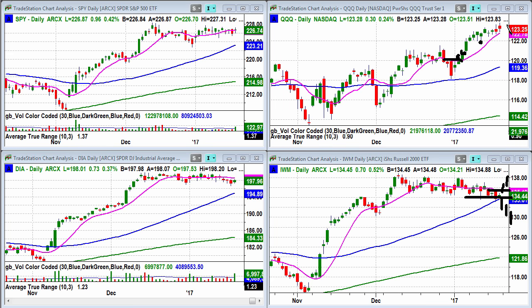The other pattern I want to point out is that when a stock or a market starts to move higher like this, it often, or I should say rarely, takes out the low of the prior day.